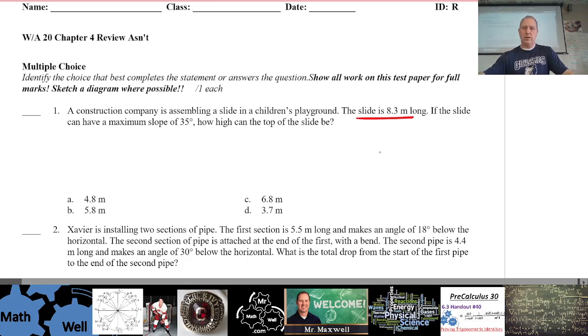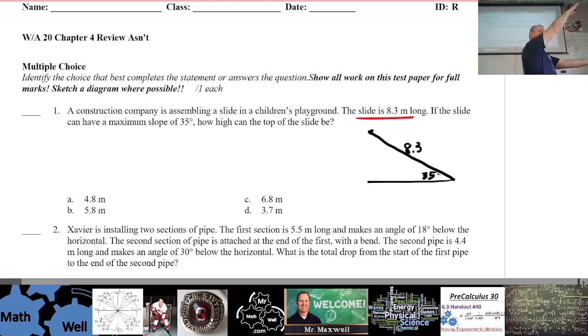I don't know which way you want your slide to go, but let's say it goes down this way. So 8.3 is the length of the slide. The slide can have a maximum slope of 35 degrees. So 35 degrees looks like it would probably be there. What do you think? Do you think that's maximum from the ground up? Do you think that would be reasonable to put it there? Yeah, I don't think we'd want to put it here.